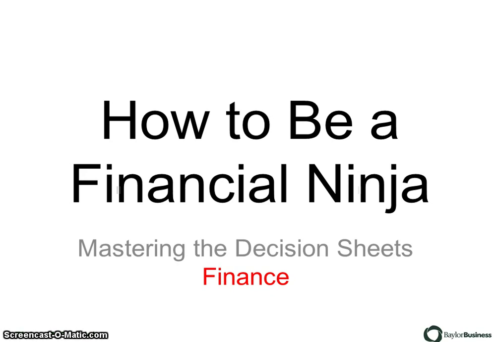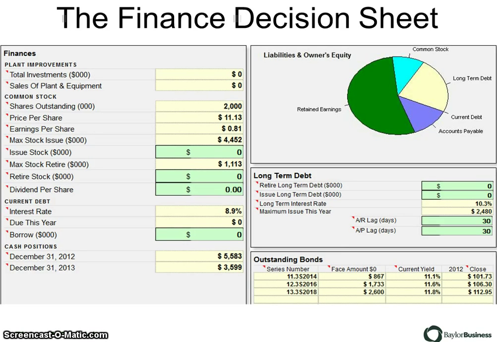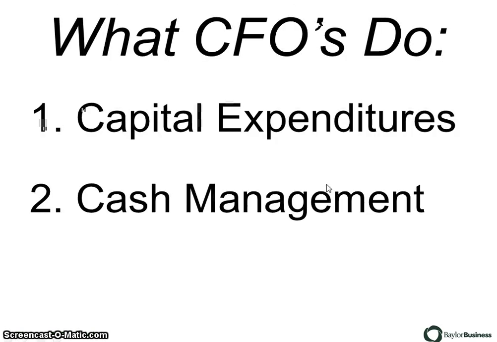This time it's the finance decision sheet, and we want to teach you how to be a financial ninja. So let's get going and see what we can learn. Here's the finance decision sheet, kind of an overview. This is what you'll see whenever you log on, and you've got green boxes here that allow you to make decisions, and then yellow boxes here that are calculated or locked. They show you the consequences or outcomes of your decisions. And then you've got a chart up here we'll explain a little bit later, but that's kind of a quick overview of the decision sheet.